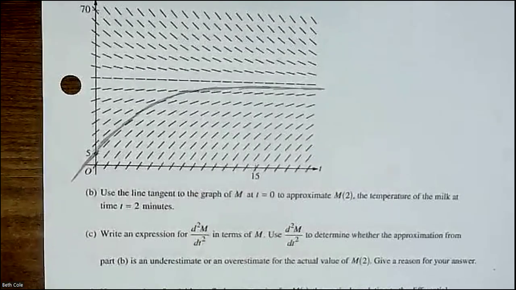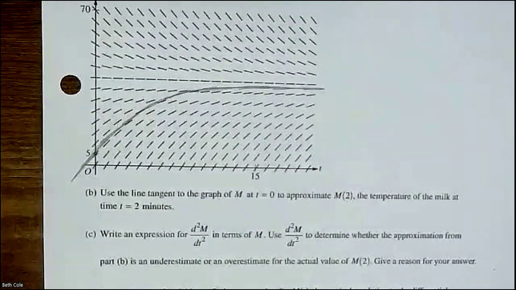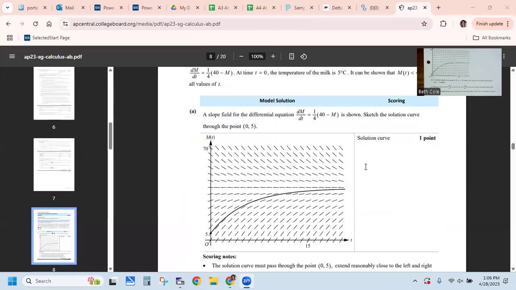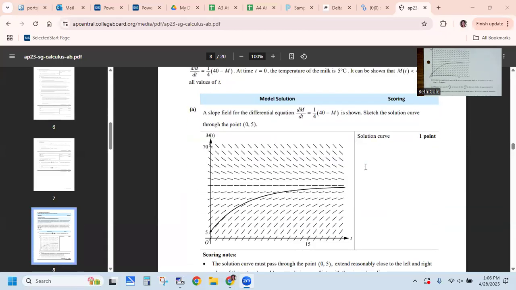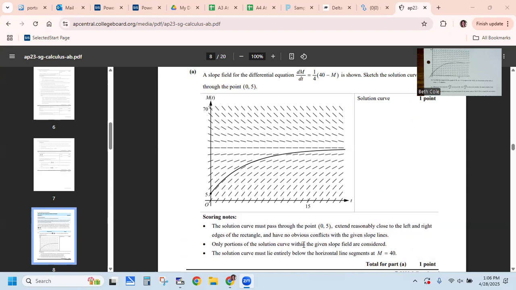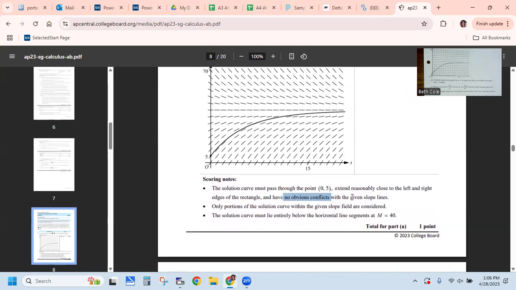Now, it's only worth 1 point. I'll share and show you the scoring guideline. It just looks like that. I'd love to believe they would just give it to you. I mean, it says on here, extend reasonably close to the left and right edges. No obvious conflict. So as long as you have no obvious conflict, I feel like you should get it. Okay. Yep.